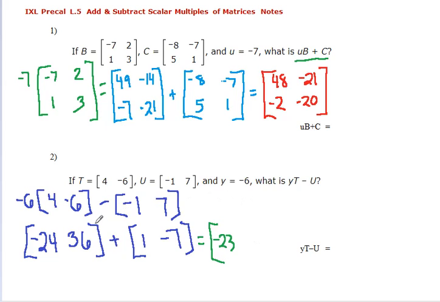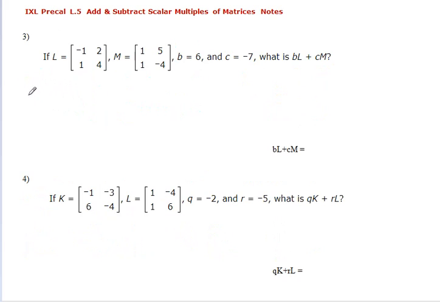All right, now we have this negative 30, positive 36 and a negative 7, so 29. Right? Moving on to this next one.